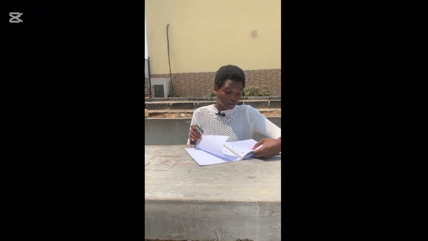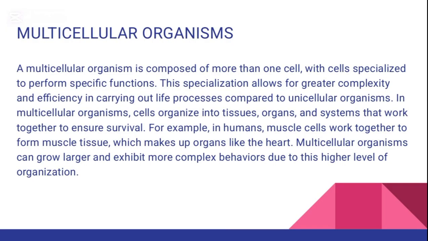So the next part will be our multicellular organisms. This is the next stage of our hierarchy of organization. So a multicellular organism is composed of more than one cell, with cells specialized to perform specific functions.